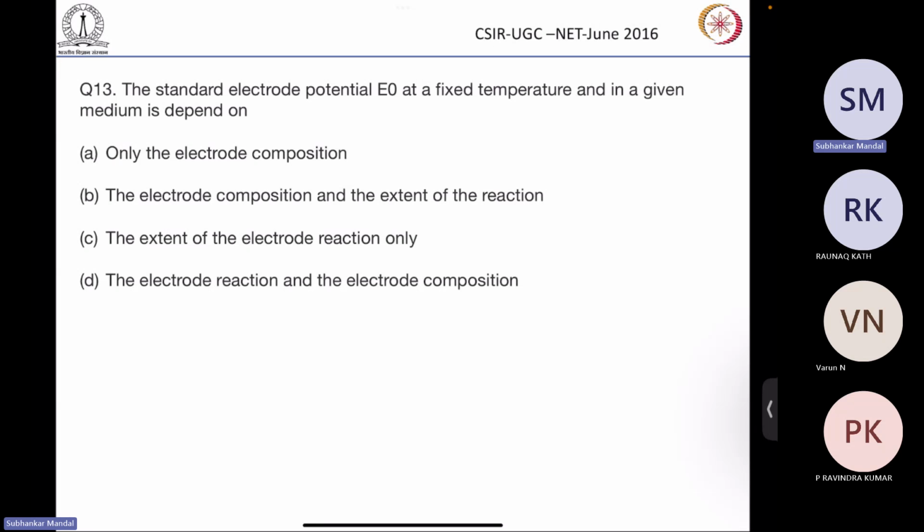The standard electrode potential E naught at a fixed temperature and in a given medium depends only on the electrode composition and the extent of the electrode reaction, the electrode reaction and the electrode composition. What will be the answer? The standard electrode potential E naught.